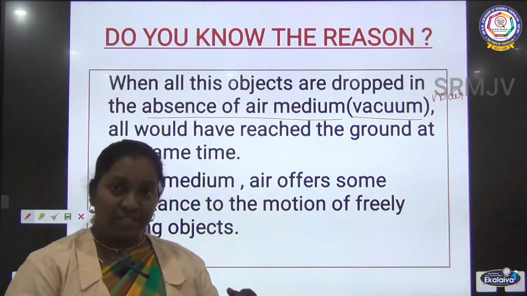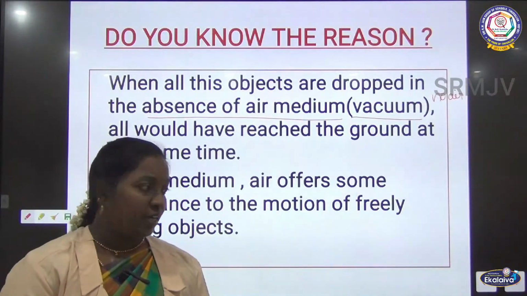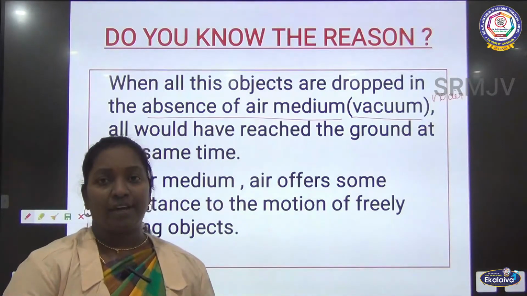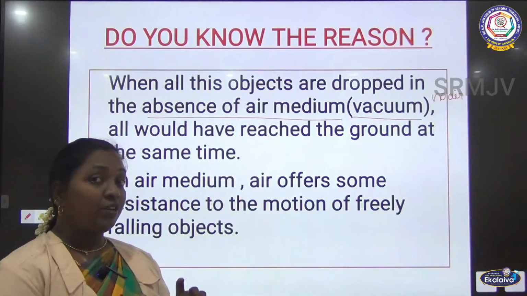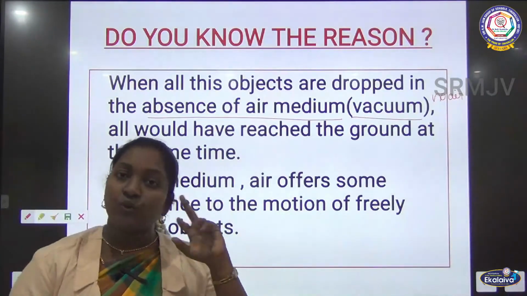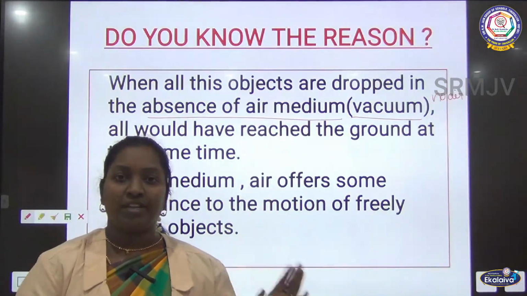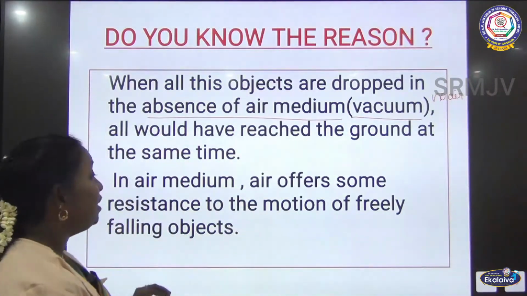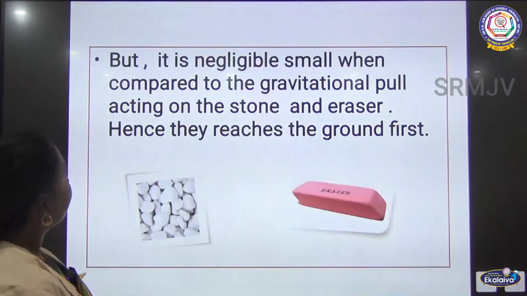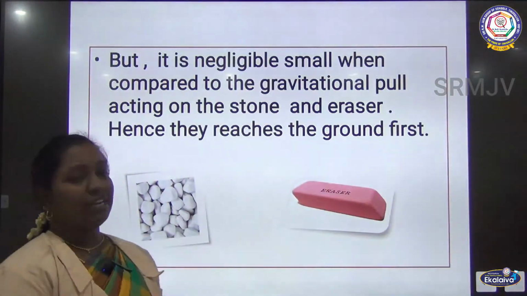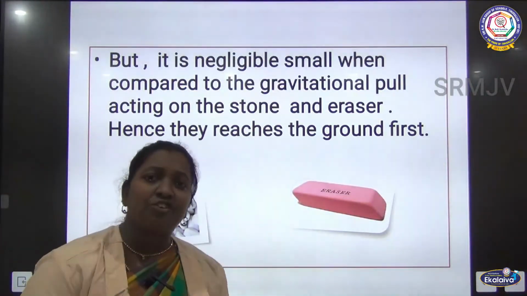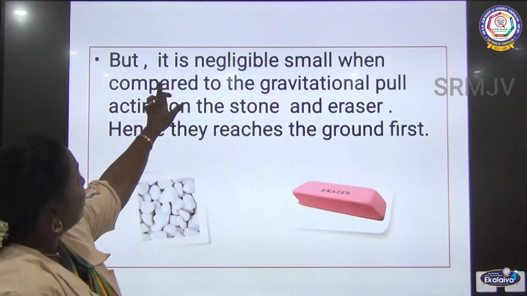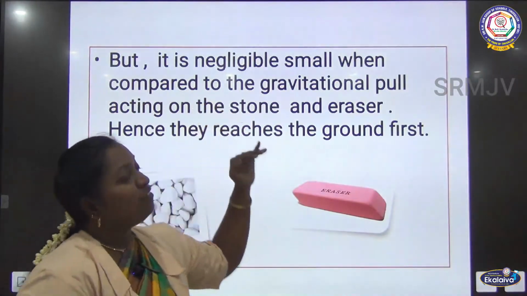That is the reason paper did not fall easily or quickly to the ground compared to the stone and eraser. When there is no air, all will reach the ground simultaneously. When there is air, air offers some resistance to the object. In the case of stone and eraser, this air resistance is negligible, not acting on it much. It is negligibly small when compared to the gravitational pull.